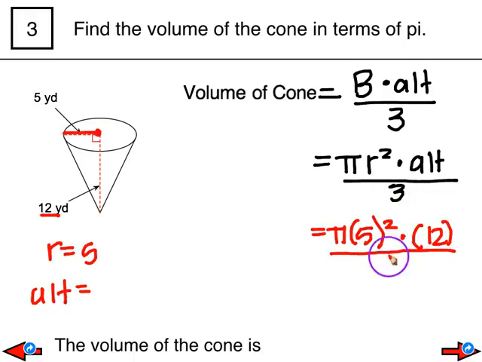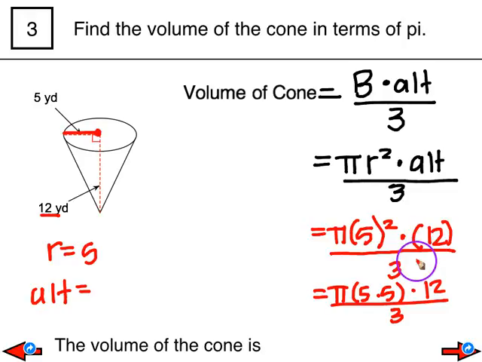And then last but not least, I'm going to have to divide by 3. Before I do this, I want to go ahead and expand 5 squared. So that's going to be pi times 5 times 5 times 12 divided by 3. Here, I notice I can cross cancel. So I'm going to divide 3 by 3, which is 1, and 12 divided by 3 is 4.